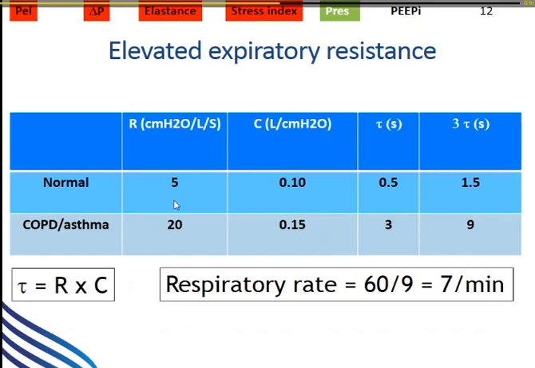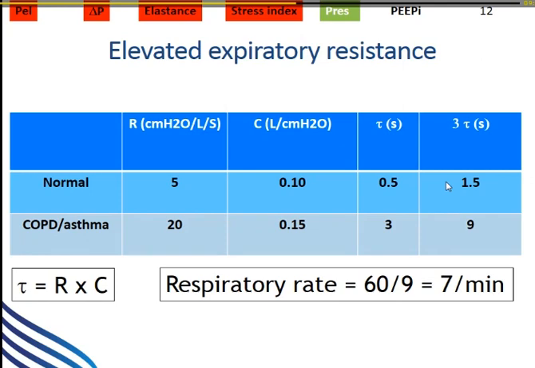Here on this table, I showed you the resistance and the compliance in a normal subject. You remember the normal value of compliance is 100 ml per centimeter of water, 0.1 liter per centimeter of water. A typical normal value of resistance is 5 centimeters of water per liter per second. If you multiply these two terms, you get a time, which is 0.5 seconds, which is named the time constant, which is the time required to deflate the lung from the volume at the end of inspiration by roughly 60%.